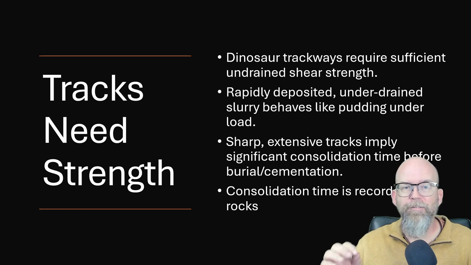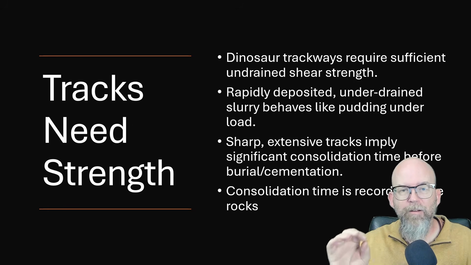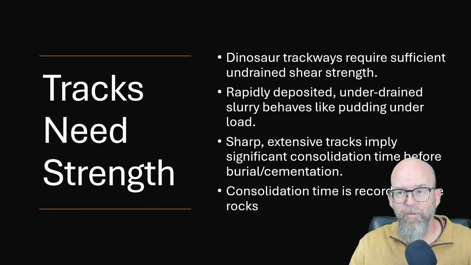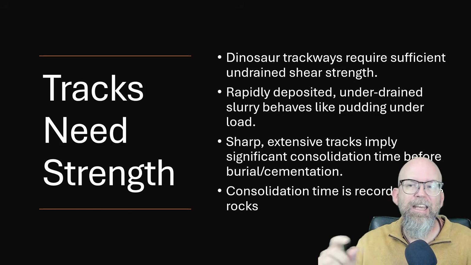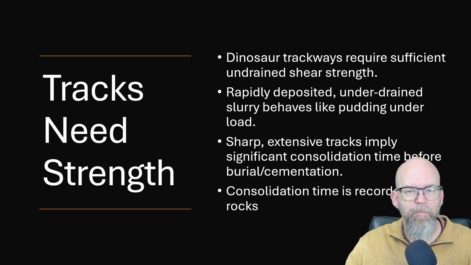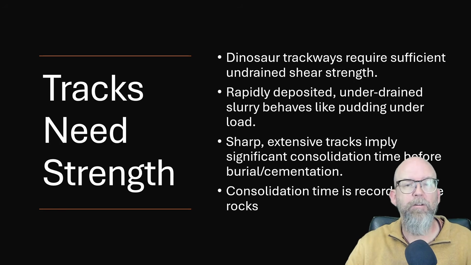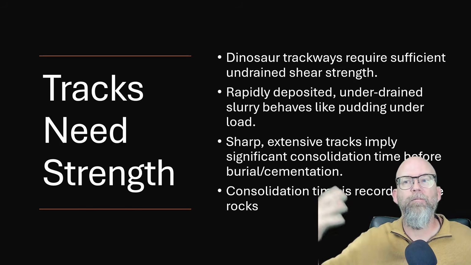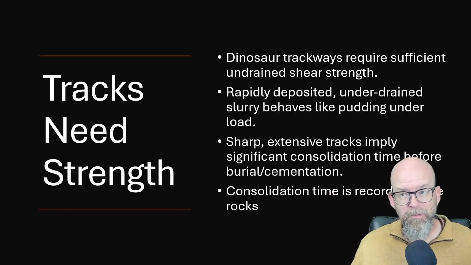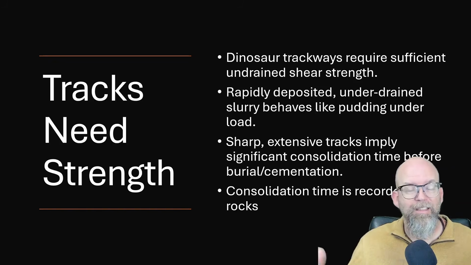Dinosaur tracks that are found in fine sediments require what's called undrained shear strength. The water has to have been drained from it. Even that layer on the top has to be thick enough that it left the impression after the dinosaur moved on. In order to be thick enough, it has to have already been somewhat dewatered. And that comes from evaporation, right? The water is evaporating, so that means it had to be exposed to the surface for some period of time.